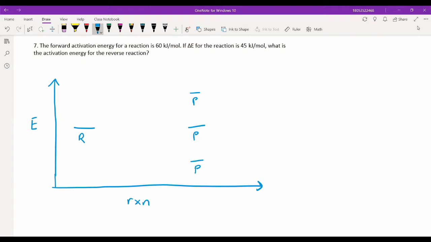Well, if you think about thermodynamics, the delta E of the reaction is basically the energy of the products minus the energy of the reactants. That number here is 45. So this is an endothermic reaction. So if this is positive, what's going to have more energy, products or reactants? That would have to be the products.